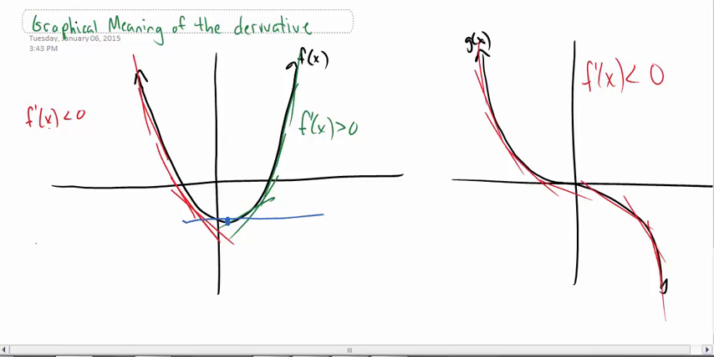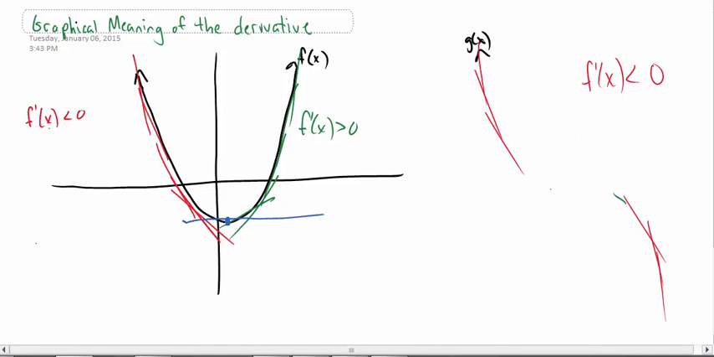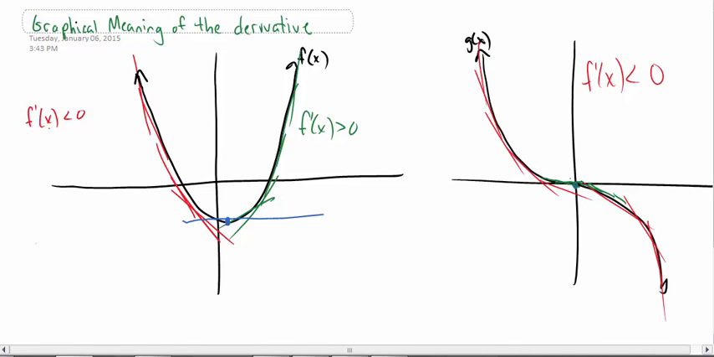But what about right here where it's crossing the origin? What's going on there? If we were able to get in real close, we would see that actually at that instant we have a horizontal tangent. As we get infinitely close to that point, these tangents are getting flatter and flatter, so at that point the slope of the tangent is actually equal to 0.